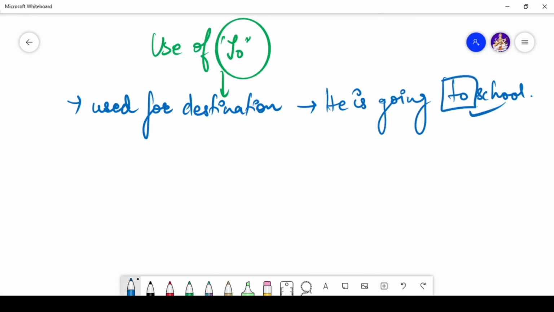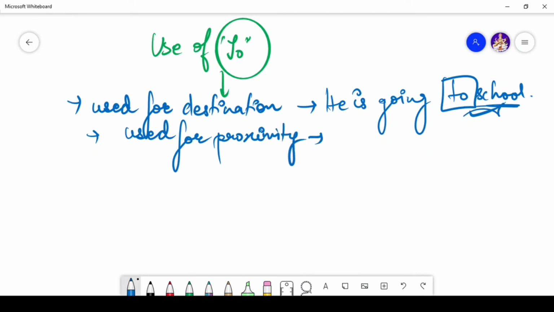School is the destination. वो कहाँ जा रहा है? तो वो school जा रहा है. School is his goal, his destination. It is used for proximity. Proximity means क्या? Proximity means पास. कोई भी चीज़ पास होना. ठीक है? Like he went to her. इसको हिंदी में हम क्या बोलेंगे? वो उसके पास गया. ठीक है? He went to her.